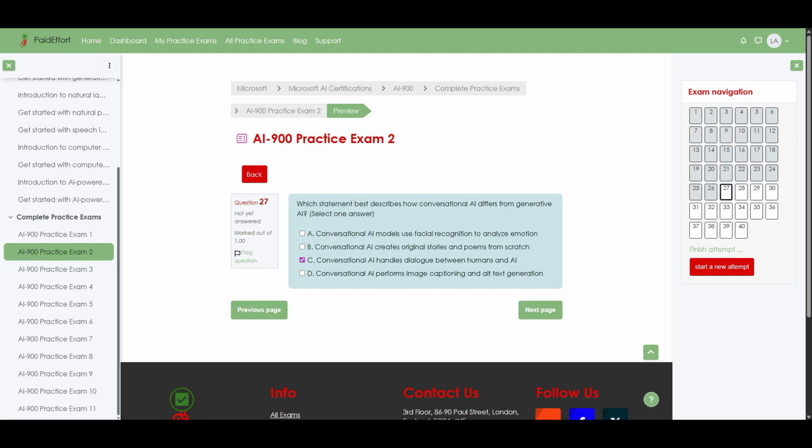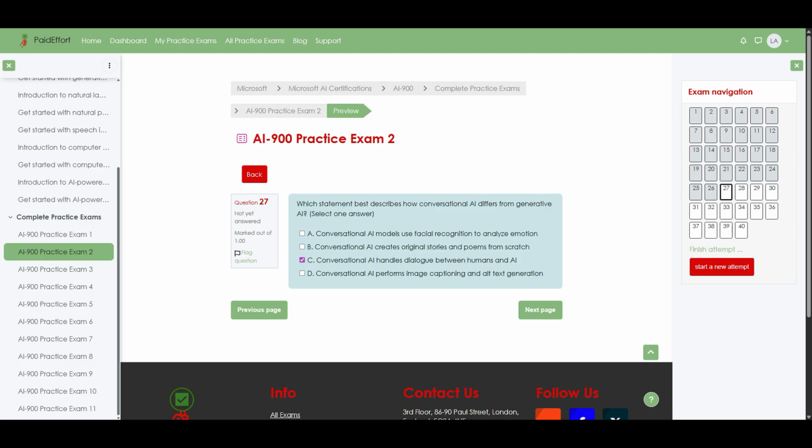Conversational AI is all about interpreting and responding to natural language in a dialogue setting. For instance, think of virtual assistants like chatbots or customer support agents. They're designed to understand what you say and reply meaningfully.